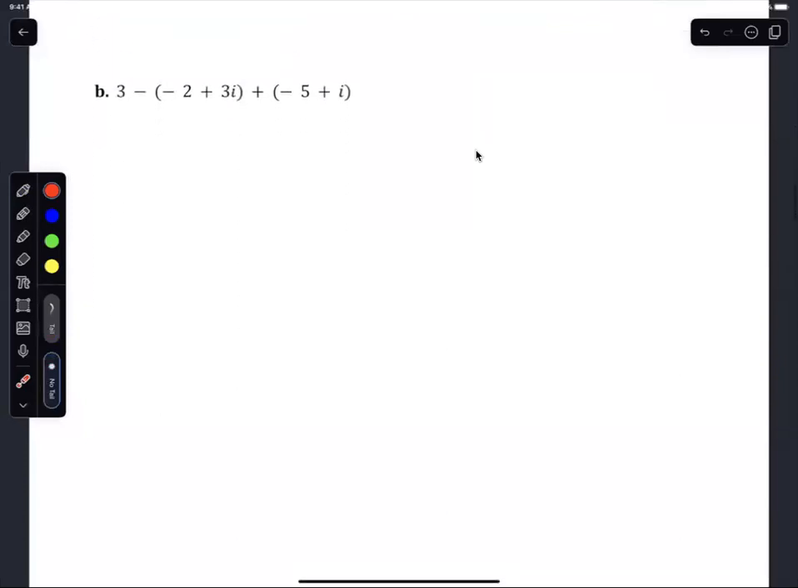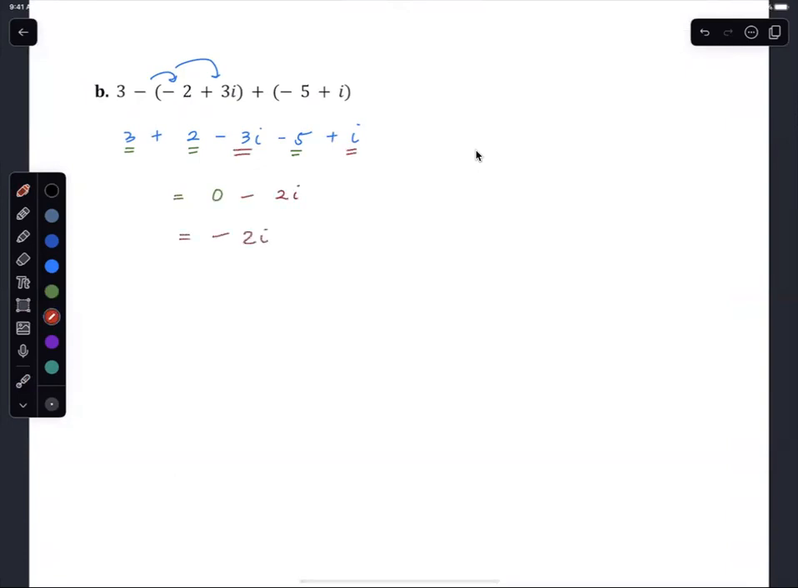For part B, go ahead and distribute the negative. So you're going to get 3 plus 2 minus 3i, and then -5, and then plus i. Adding the real parts together, all this becomes 0. And then -3i plus i is -2i.